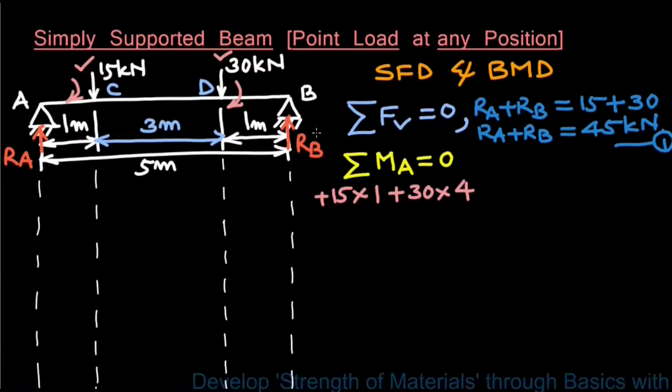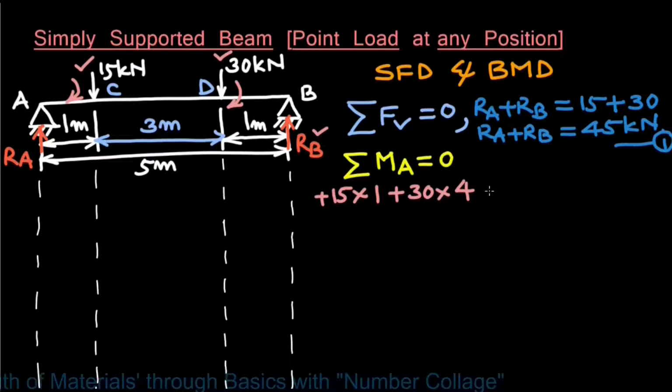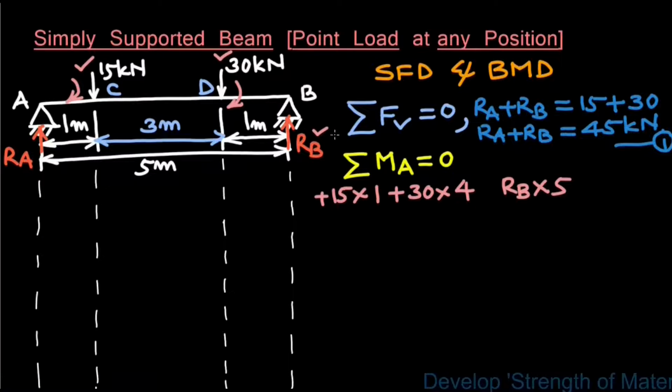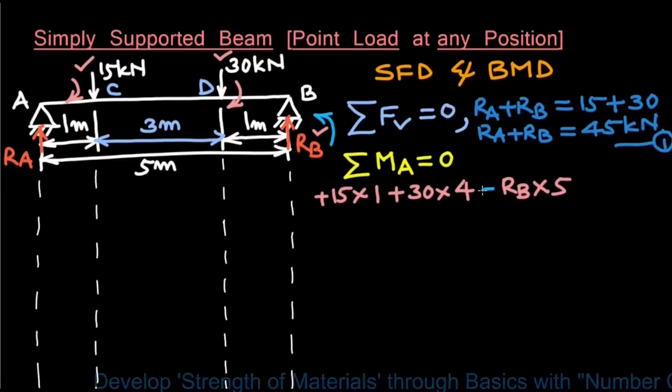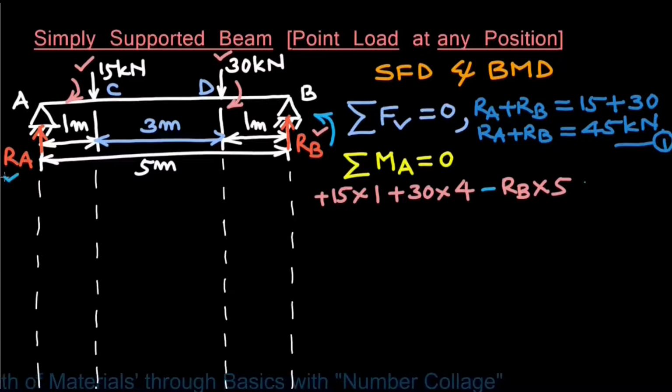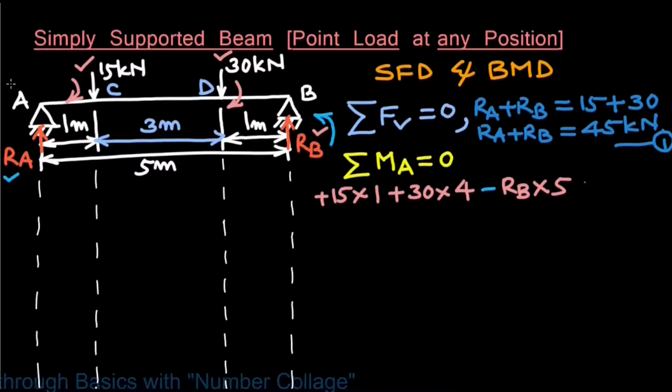Then the moment of reaction RB will be RB multiplied by its distance from point A, which is 5 meter. Now this moment is going to rotate the beam in the anti-clockwise direction, so it will be minus, and the moment of reaction RA will be 0 as it is passing through the point A about which we are taking the moment. So all this is equal to 0.